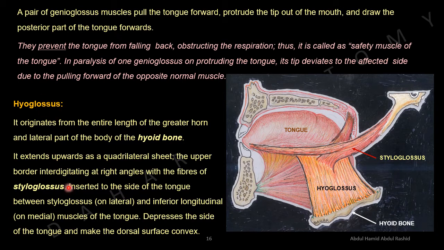Hypoglossus muscle inserted to the side of the tongue between Styloglossus muscle, which is on the lateral side, and inferior longitudinal muscles, which is the intrinsic muscle on the medial sides of the Hypoglossus muscle. This muscle depresses the side of the tongue and makes the dorsal surface convex.